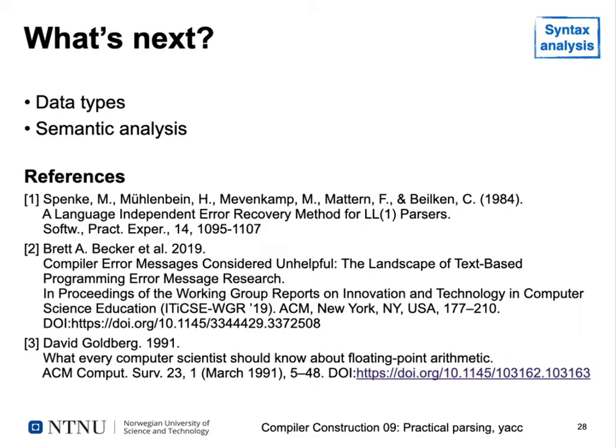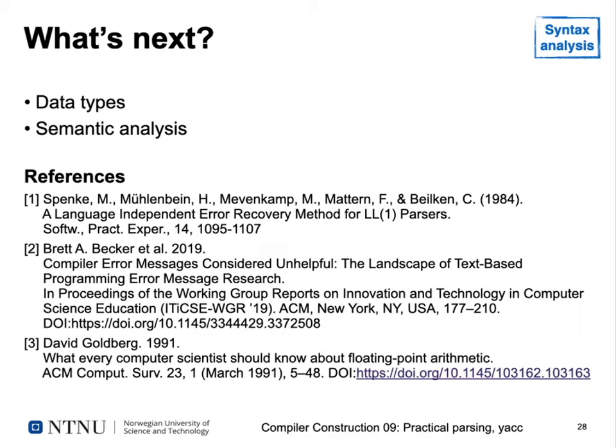So here's a number of references, and you see again, some of this stuff is pretty old. From 1984, there's an interesting paper on a language-independent error recovery method for top-down parsers, so for LL parsers. There's yet another paper, which is very recent, from 2019, about compiler error messages considered unhelpful. They took an overview of the research on text-based programming error messages. Are these error messages actually useful? Do they help the programmer to identify what's going on?